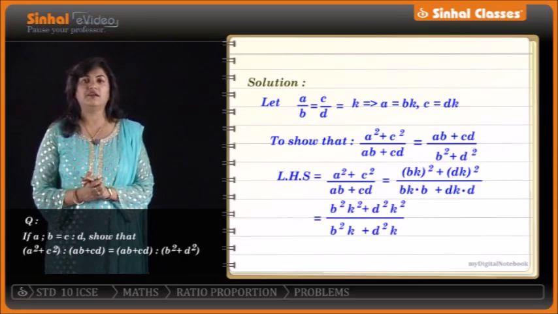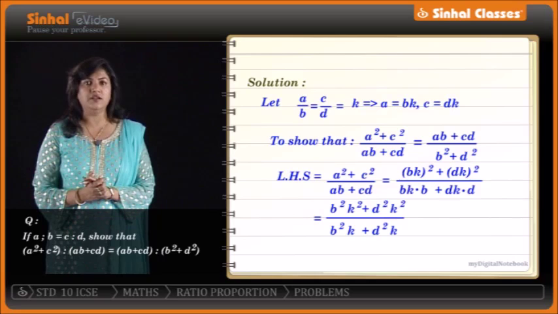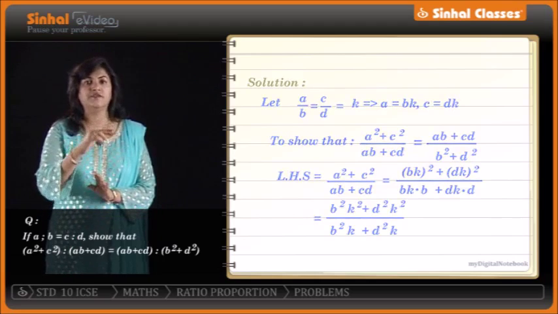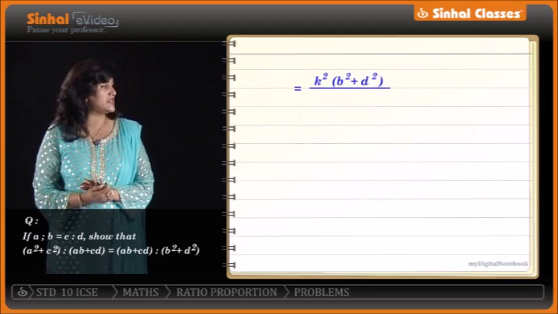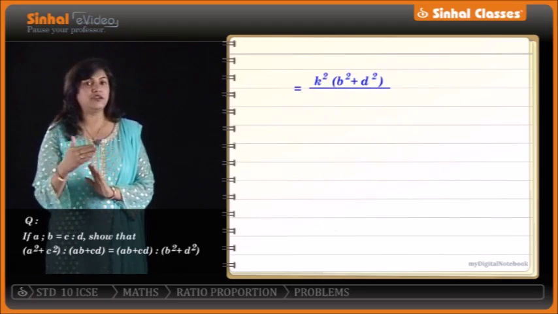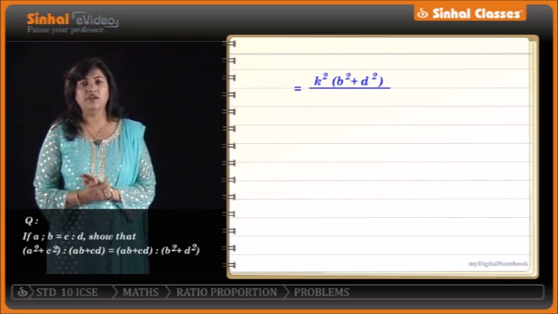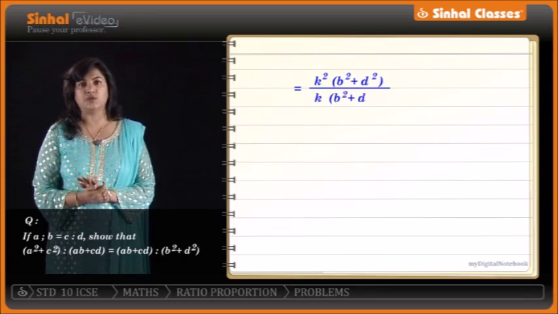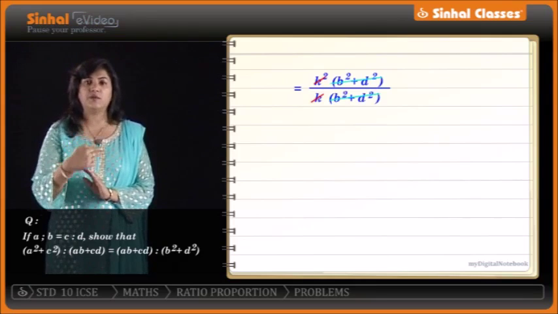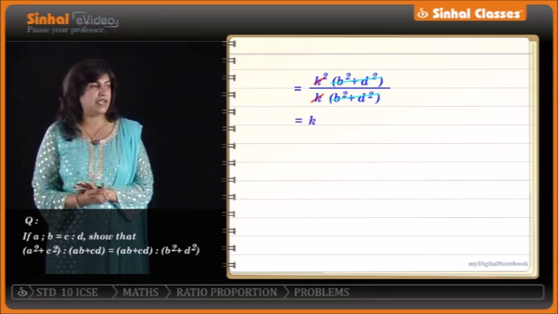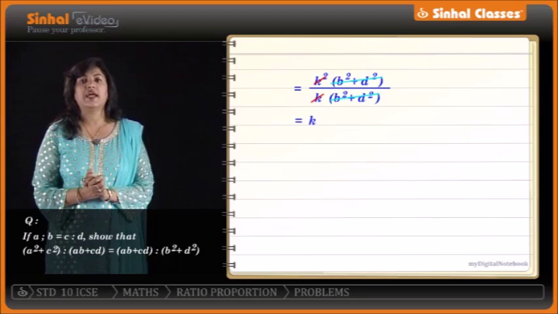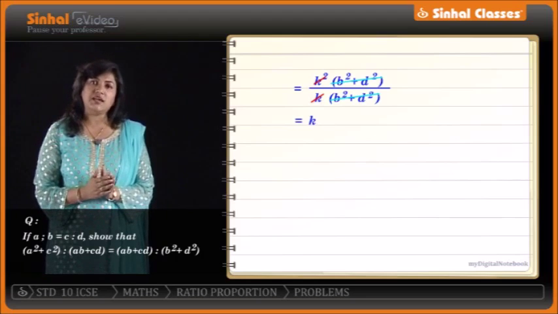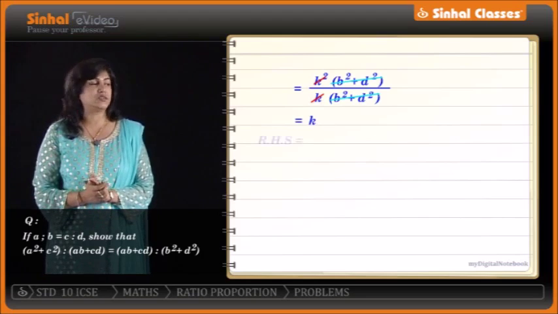In the numerator, k square is common, so take that out. We have b square plus d square left. And in the denominator, k is common, take that out. We again have b square plus d square. Now cancel b square plus d square, and k square upon k will give us k. So that's your LHS. Now same thing we'll do with RHS.